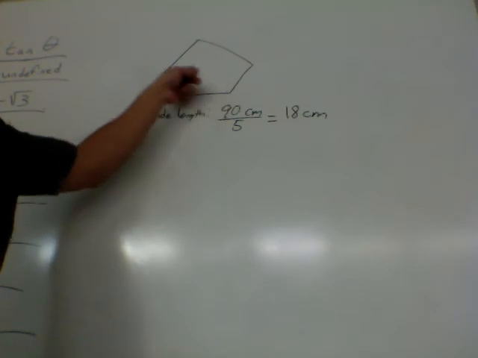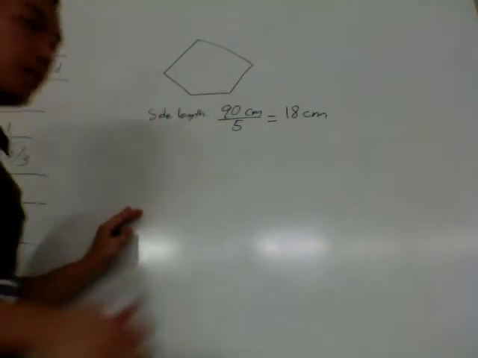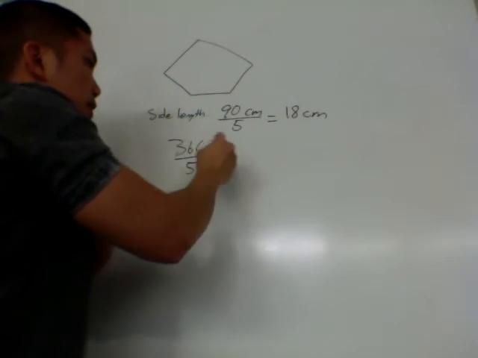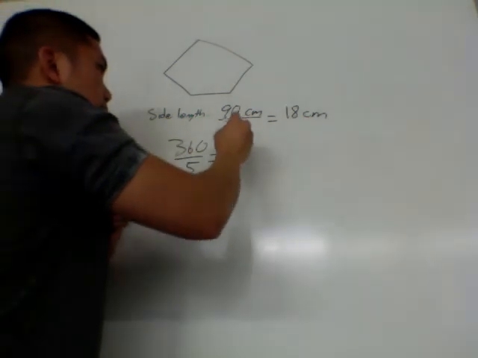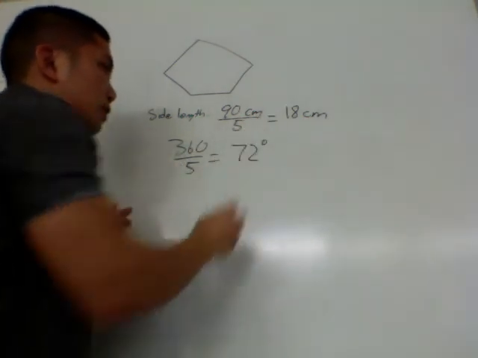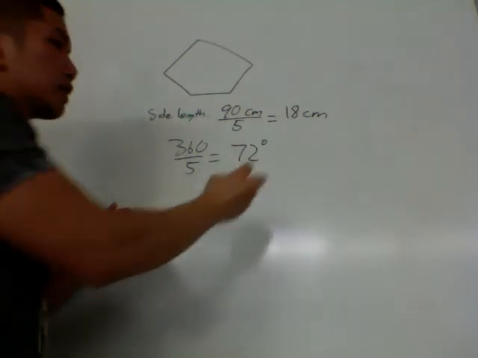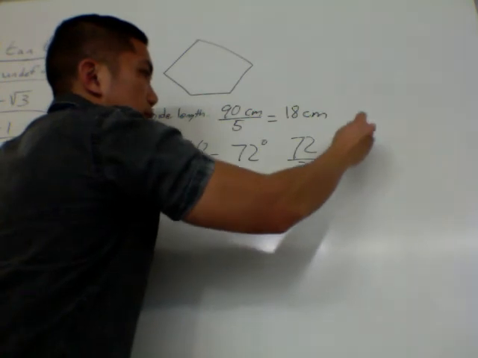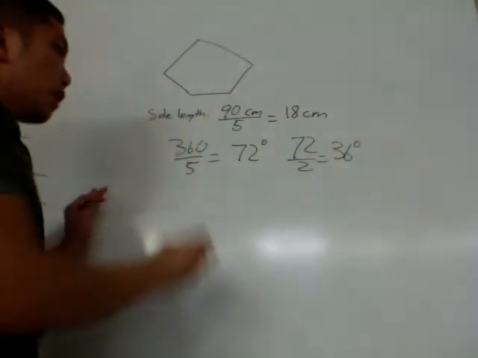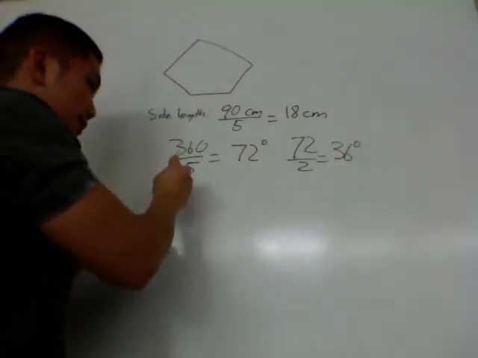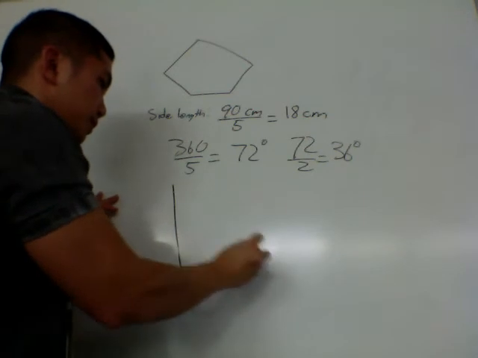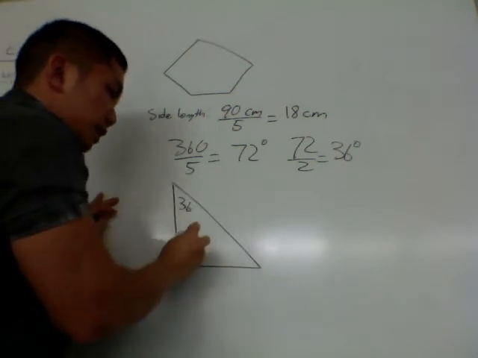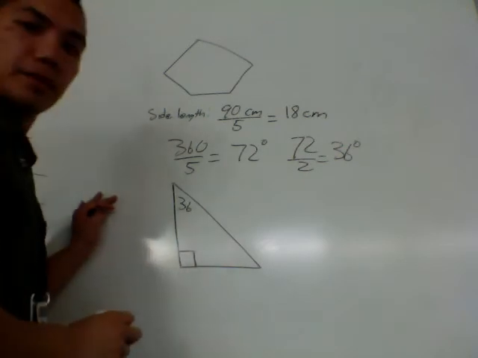Now let's figure out the angles in the middle. So I take 360, I divide it by 5 sides, and that gives me 72 degrees. Okay. And then I have to take the 72 degrees divided by 2, and that gives me 36 degrees. So I know when I draw my triangle, this is going to be 36, that's 90.